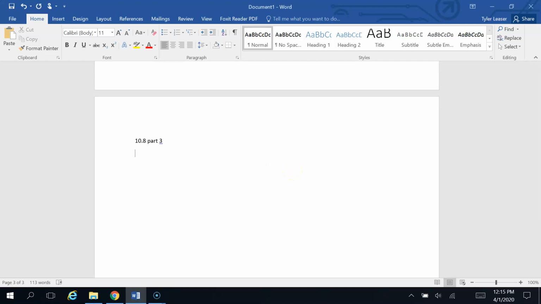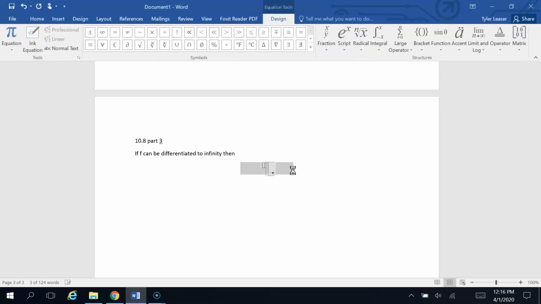Okay, we're going to do one more example here of Taylor series stuff, but there is a definition that I want to write out here. So if f can be differentiated to infinity, then we can define this. We're going to label this as p sub n of x.